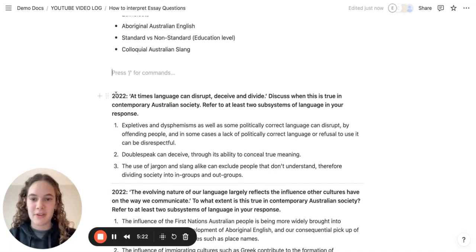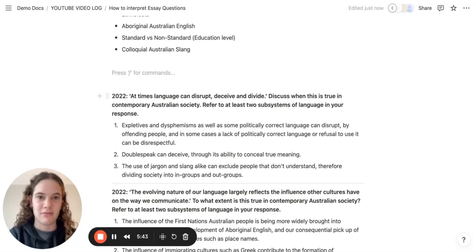So the first topic that I thought I'd be able to do: at times, language can disrupt, deceive, and divide. Discuss when this is true in your contemporary Australian society, and refer to at least two subsystems. I just want to note that referring to at least two subsystems is mandatory. I don't think it's absolutely necessary to refer to every single subsystem, so don't get caught up on that. Refer to at least two is fine. It's just like a tick box, right? You're just trying to get that over and done with.